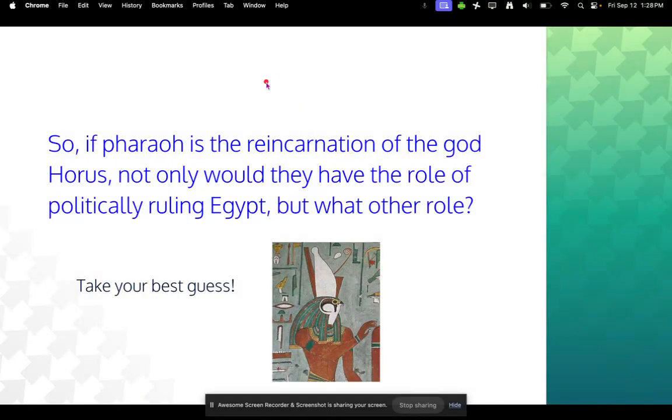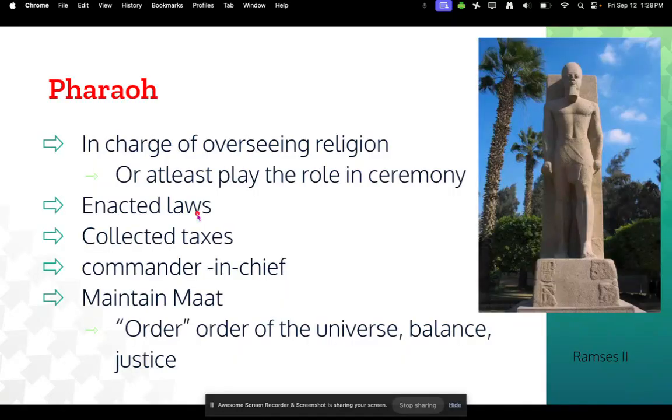So, if the pharaoh is a reincarnation of the god Horus, not only would they have the role of politically ruling Egypt, but what other role? Take your best guess. I don't want any I don't knows. Religiously, yeah, that's right. The pharaoh would also be in charge of overseeing religion, or at least play some sort of role in religious ceremonies. They're also there to enact laws, collect taxes, be the commander in chief of the military, and also to maintain something called Ma'at. Ma'at literally means order, so it is considered the order of the universe, balance, and justice.